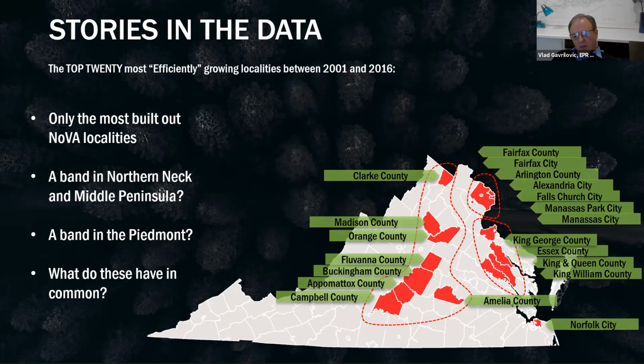And then you've got Norfolk growing efficiently, the sole one in the top 20 in Hampton Roads. And then look at that western band in the Piedmont, starting with Clarke County, Madison, Orange, Fluvanna, Buckingham, Appomattox, Campbell. What do these have in common? Keep in mind what Paige said, and put some things in the Q&A or in the chat and let us know if you have any thoughts on this. We'll turn it back to you in a minute. Next slide.